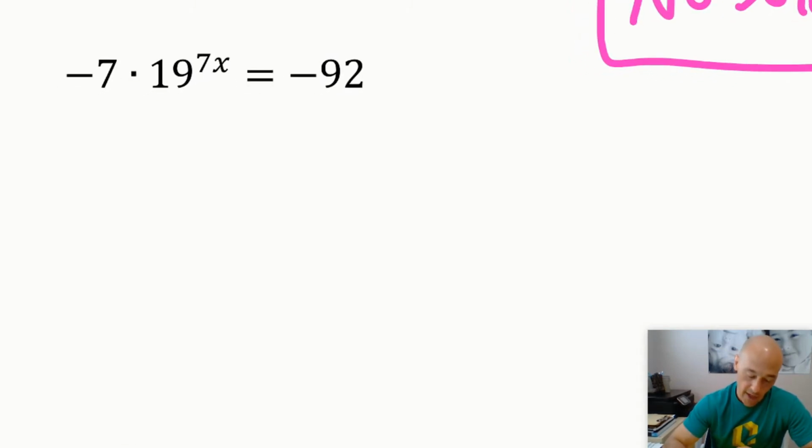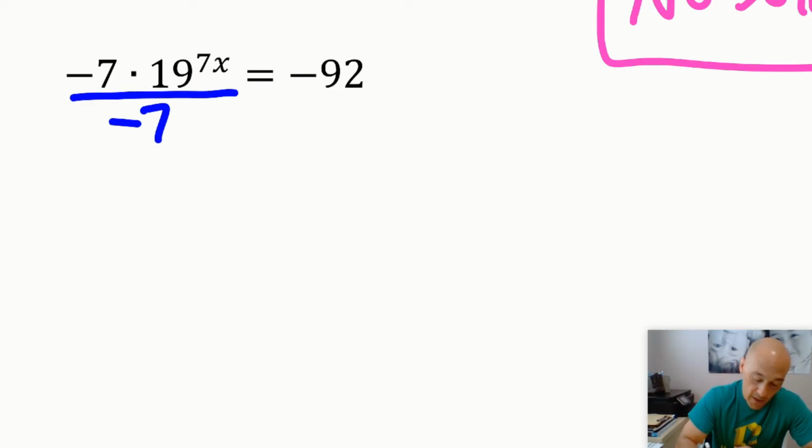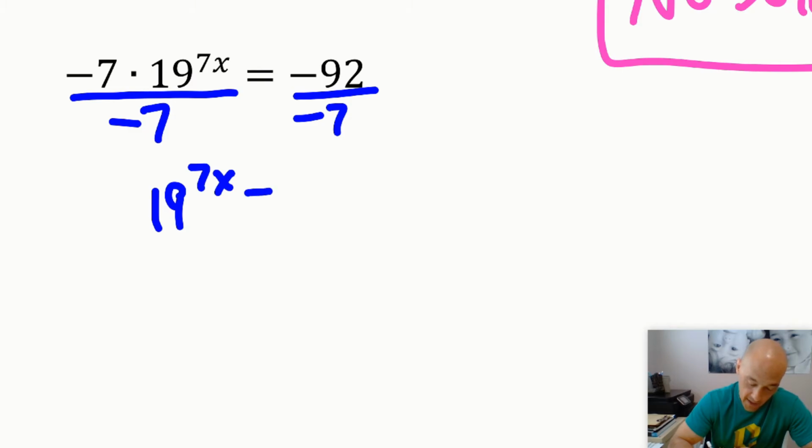All right, example 4. So here we have an exponential, and we're going to need to solve for x. The variable is in the exponent, which means we're going to have to probably convert this to a logarithm. Divide by negative 7 on both sides. We get 19 to the 7x is equal to, well, let's see, negative 92 divided by negative 7.